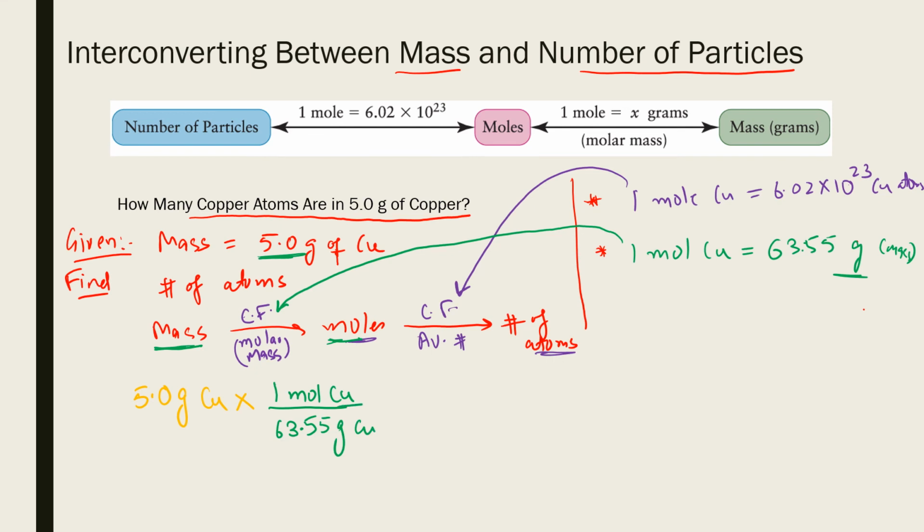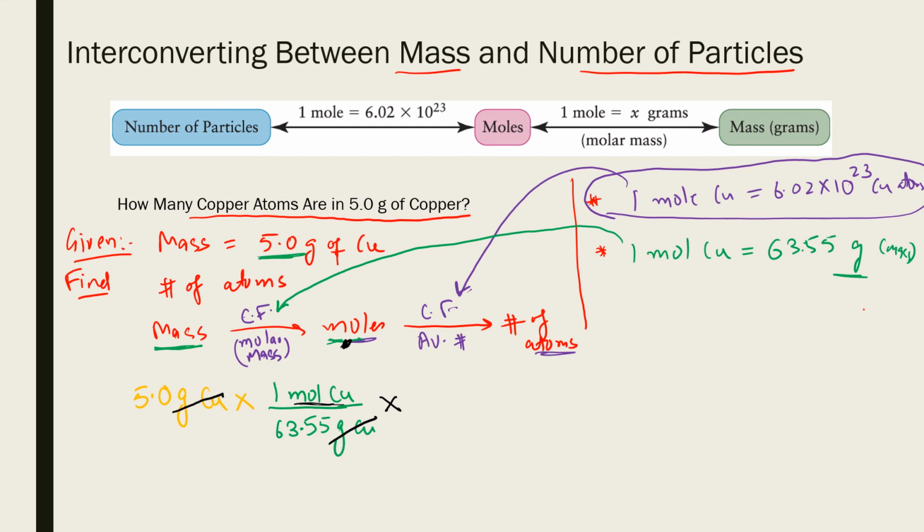That's our first conversion factor. So grams of copper will cancel with grams of copper, and now we have moles of copper, so it means we are at this step. Now we need to multiply with the second conversion factor. The second conversion factor is going to come from the equation given up here in purple color.